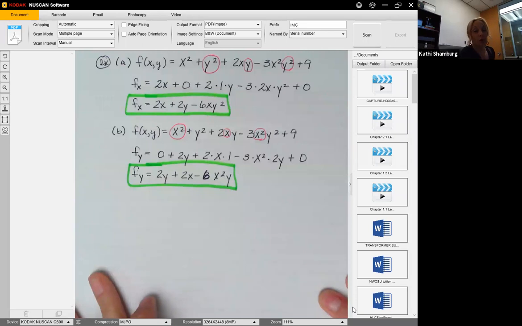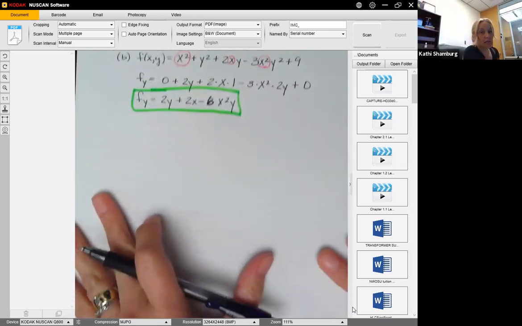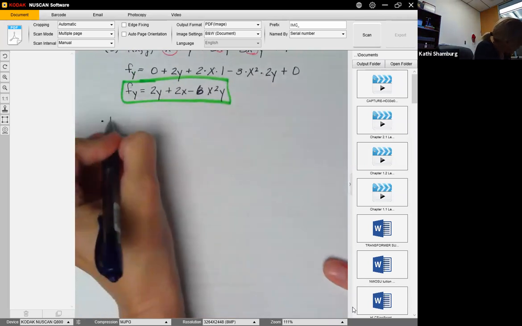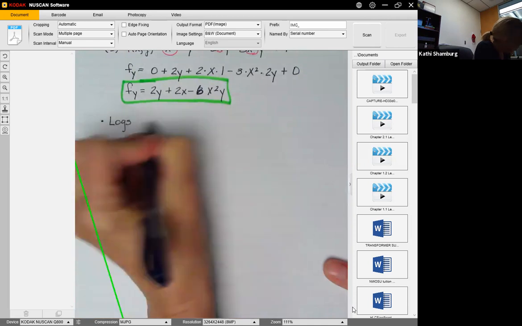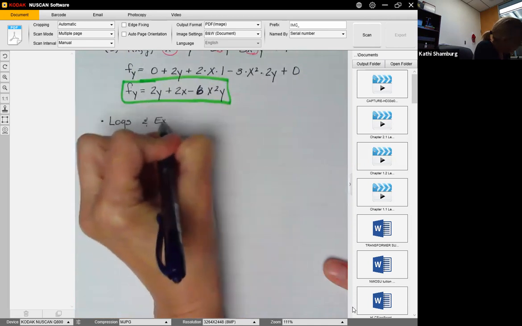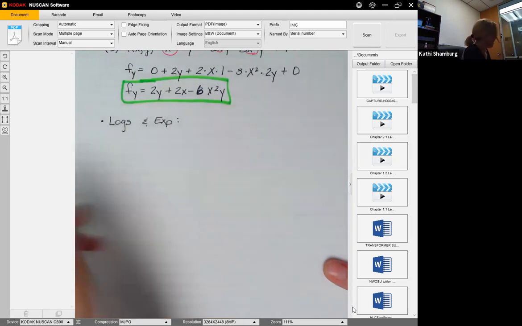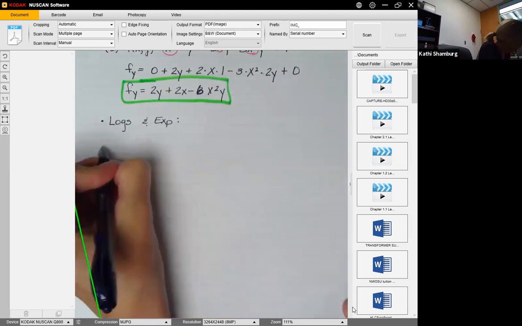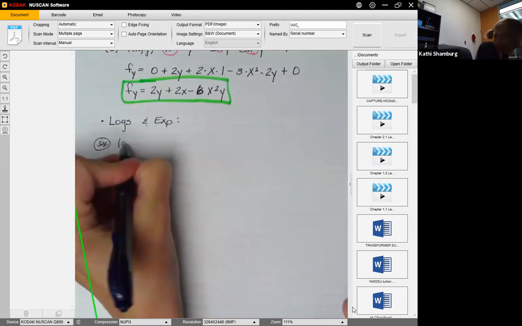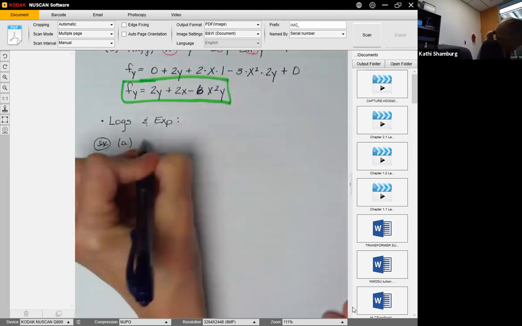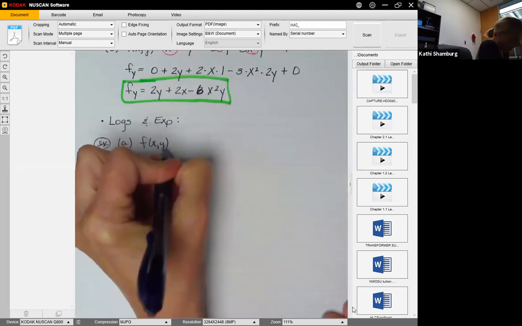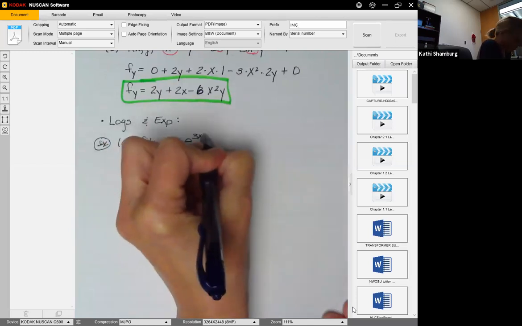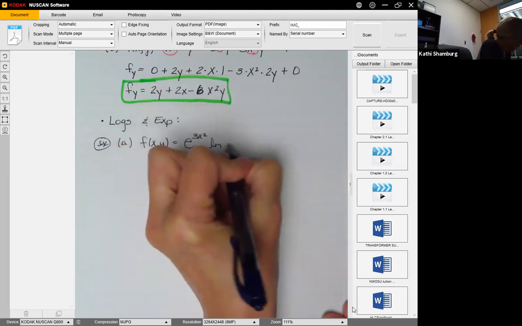All right, so moving on, because now we want to get back to and apply what we've been learning with functions that have logs and exponents. So let me write this first one. Okay, so we're going to do an example, part A. And we have f of x, y equals e to the 3x squared natural log of y.